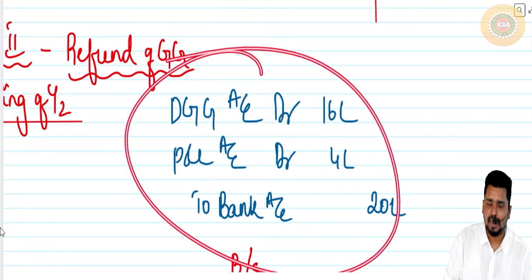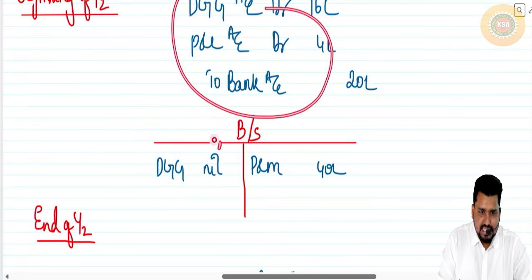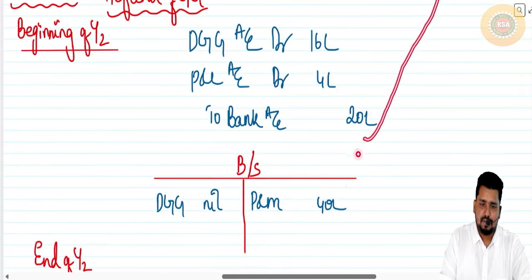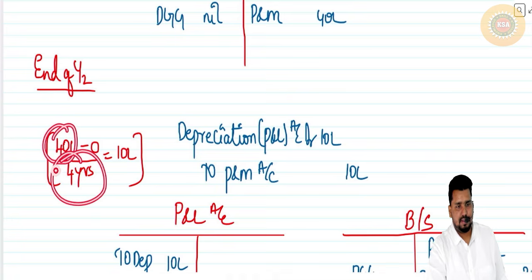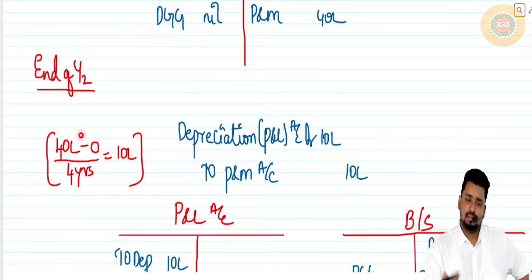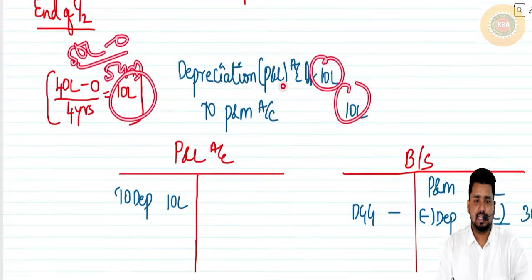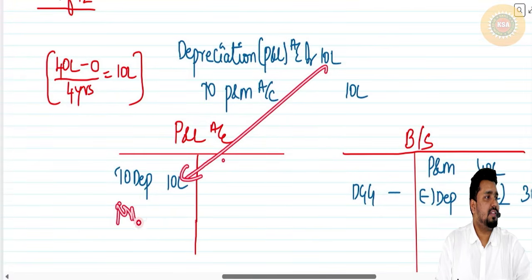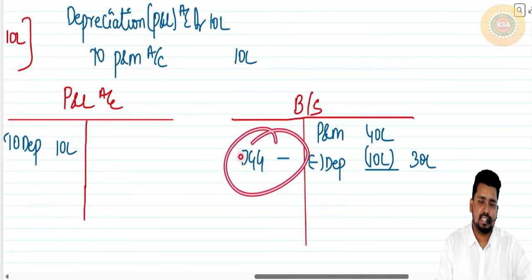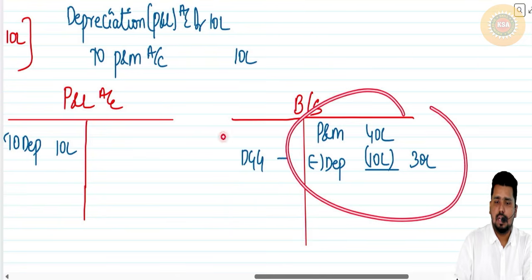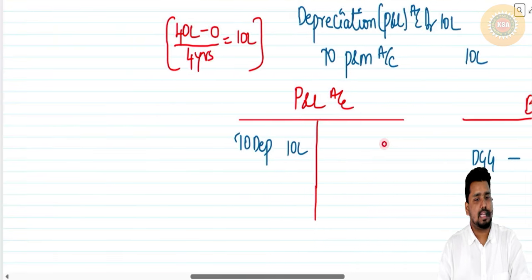Clear? So what is the refund entry? DGG account debit, P&L account debit, to bank. After passing this entry, will DGG show any balance? Nil. The asset will continue at 40 lakhs only. At the end of the second year, depreciation account debit to plant and machinery, whatever is the value divided by 4 years, the balance years. Since it is SLM, you can do that. How much will it be? 10 lakhs. So P&L will be debited by 10 lakhs. Refund of government grant will be there, 20 lakhs, which is an extraordinary item. Therefore, in the balance sheet at the end of the second year, DGG is gone from the beginning itself. Then the plant and machinery balance will be 40 minus 10, that is 30 lakhs.